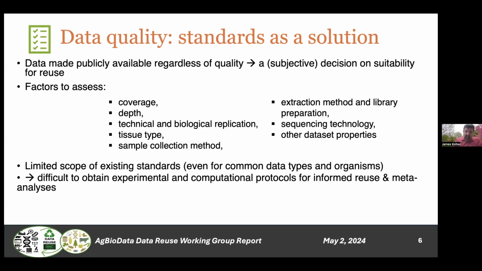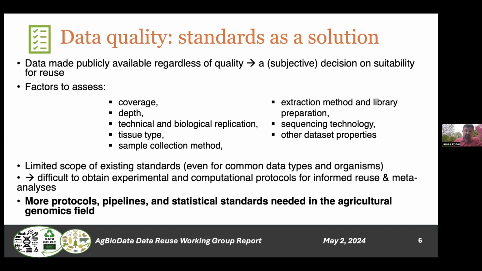So it can be difficult at times to obtain information like experimental and computational protocols to help inform data reuse and meta-analyses. Our working group really proposed that there ought to be more ways to link protocols for data quality and related information, pipelines, and more statistical standards developed for reusing data, to help the agricultural genomics field improve the use of data and handle data quality challenges in data reuse.